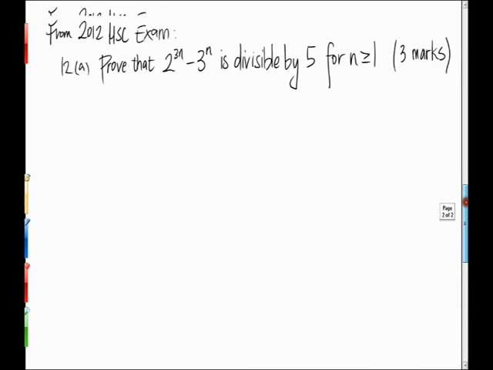Hi guys, we're doing mathematical induction today. So basically this is in the 3-unit course, and it's roughly 3 marks. From the 2012 HSC exam, we've got our first example.